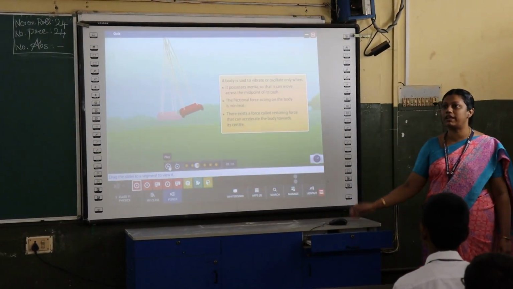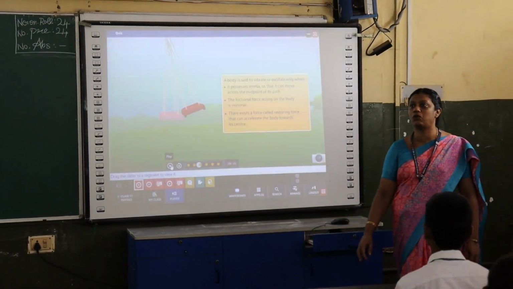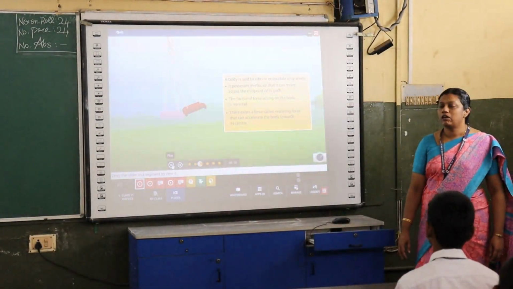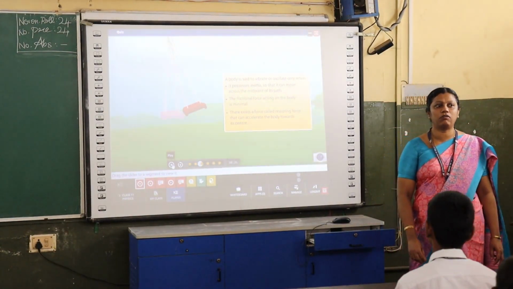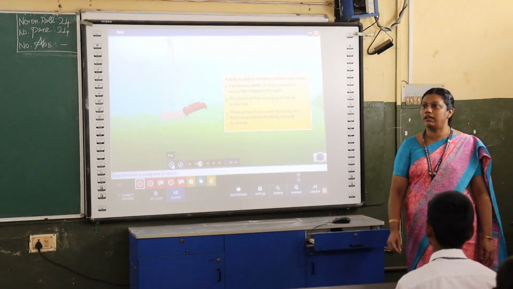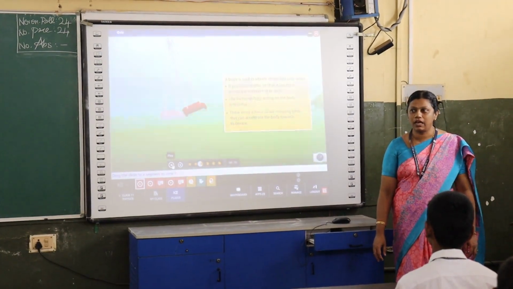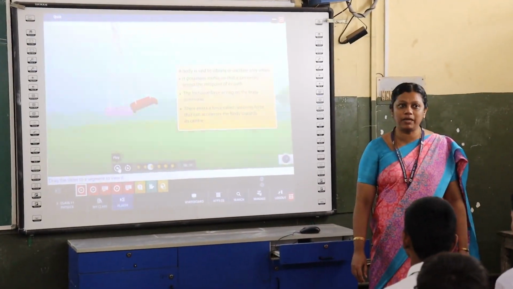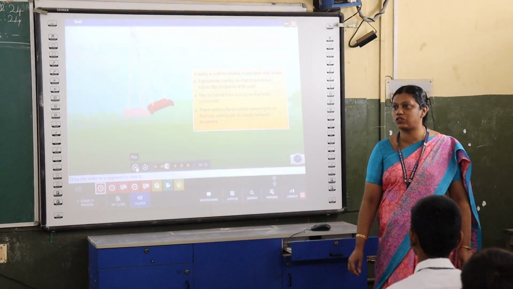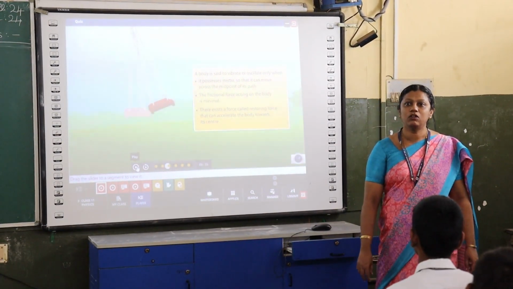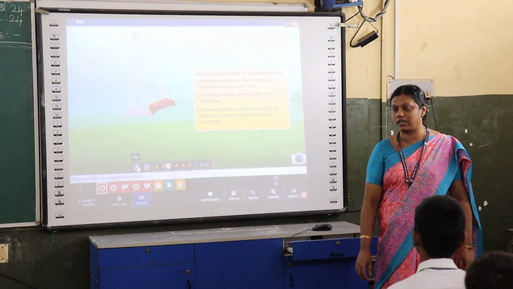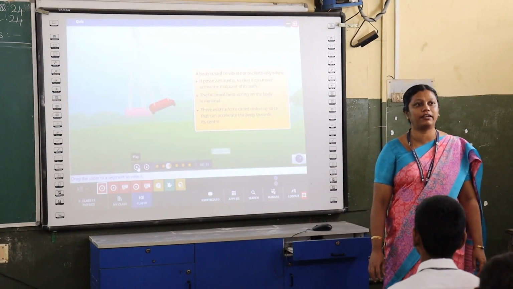Now we consider the oscillatory motion. What are the reasons for oscillatory motion? When the body oscillates, once it starts from the mean position, it reaches an extreme position, right? Again it comes back to the mean position, and when it reaches the mean position, it overshoots in the other direction, goes towards the extreme position. What's the reason for this oscillatory motion?